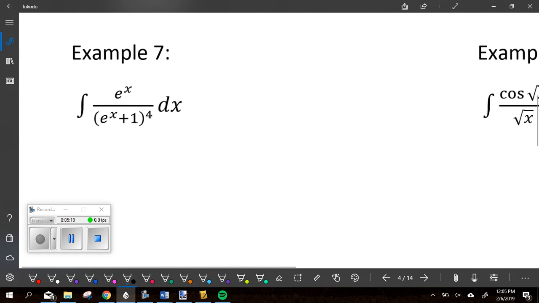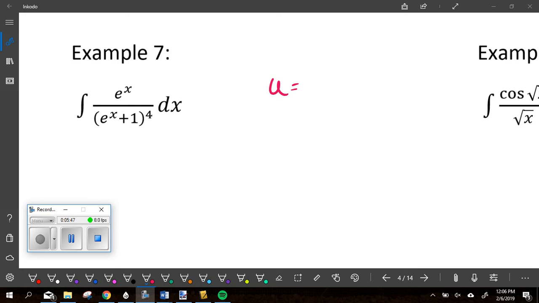Let's go to 7. E to the x all over e to the x plus 1 to the 4th power. The toughest part is identifying u. Take a second with your neighbor. Identify u. Here we go. We're trying to identify it. Let's do our fun game again. I'm going to count to 3, and you're going to tell me what you think the u is going to be. Ready? 1, 2, 3.